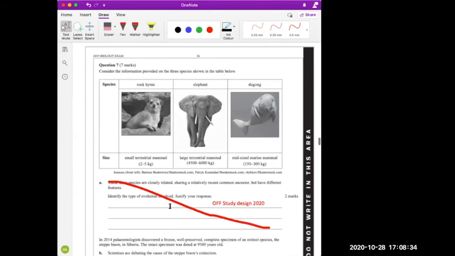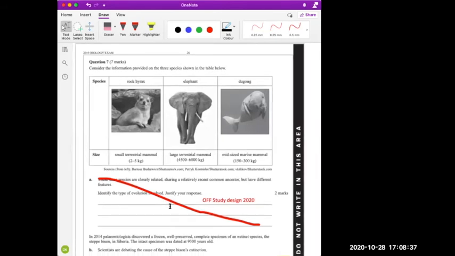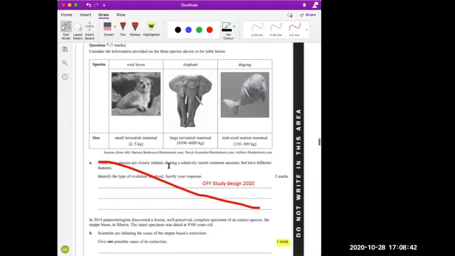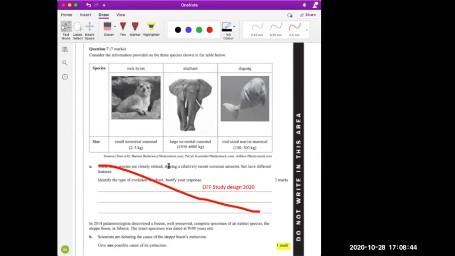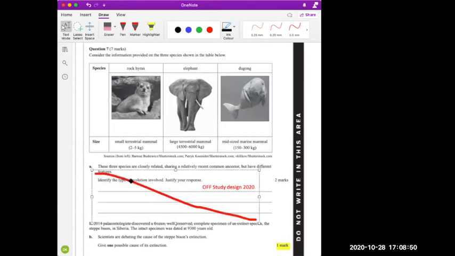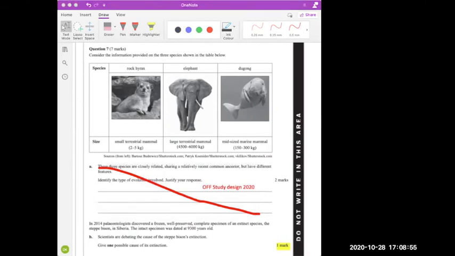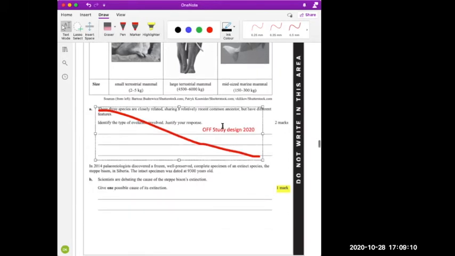Okay. So this question 7, we've sort of moved into the classic Unit 4 stuff, going into evolution. So you're seeing a rock hyrax, elephant, dugong, and these 3 species are closely related, sharing a recent common ancestor, but have different features, right? What's the type of evolution? So these questions are actually easy. This one's off your study design. So convergent evolution, divergent evolution, and mass extinction are off the study design. For reference, this would have been divergent evolution because of the recent common ancestor, but that's fine.